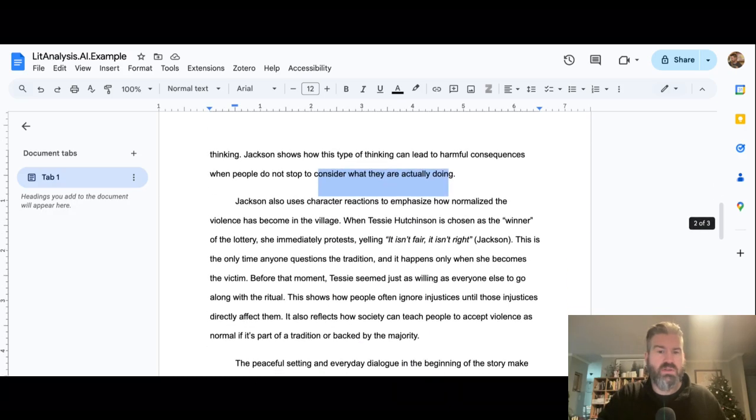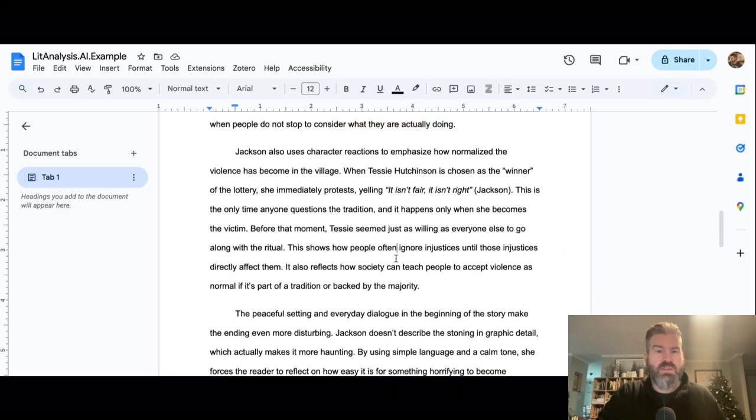Okay, so let's go into the next body paragraph. Jackson also uses character reactions to emphasize how normalized the violence has become in the village. When Tessie Hutchinson, again, we don't know who Tessie is at this point, is chosen as the, quote, winner of the lottery, she immediately protests, yelling, "It isn't fair, it isn't right." This is the only time anyone questions the tradition, and it happens only when she becomes the victim.